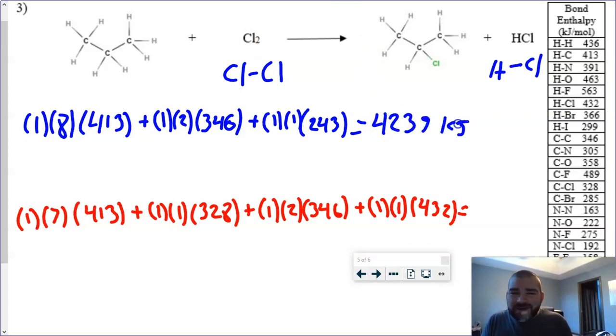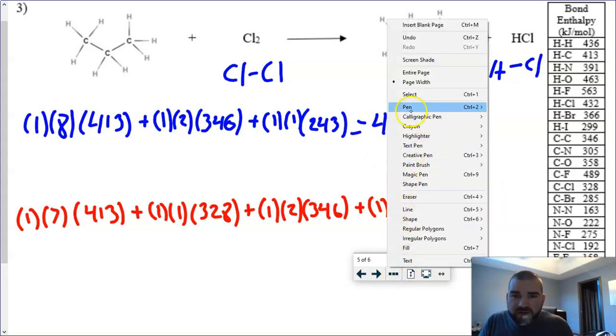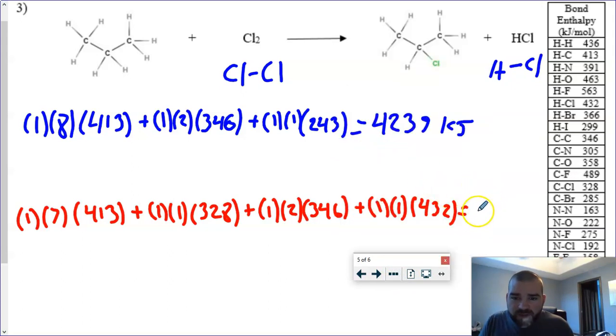Thought about taking this part out, but nah. Where's the fun in that? 7 times 413 plus 328 plus 2 times 346 plus 432. On the product side, I'm getting a negative, because again, we want to flip the sign. Oh, I'm sorry, I'm using blue. Let me use red, just for the sake of continuity. There we go. Negative 4343, and that's also kilojoules.